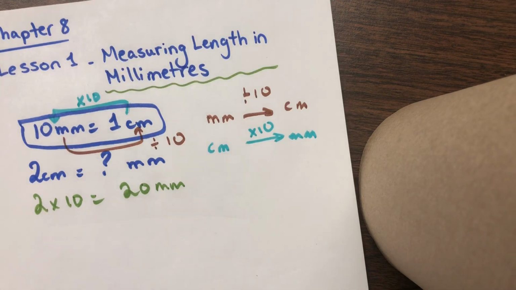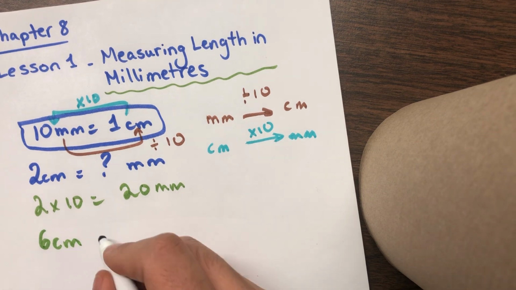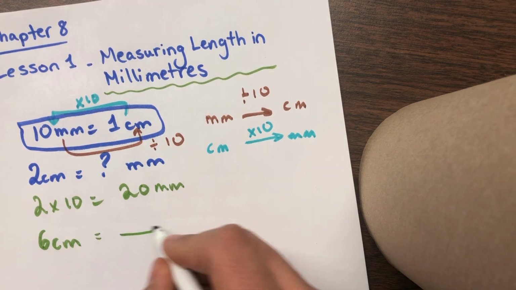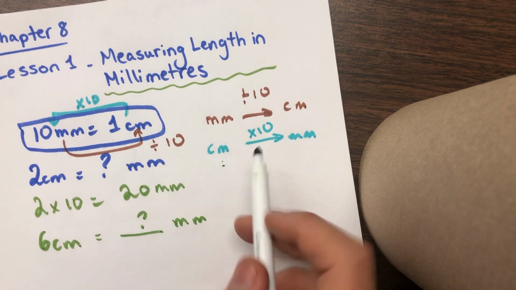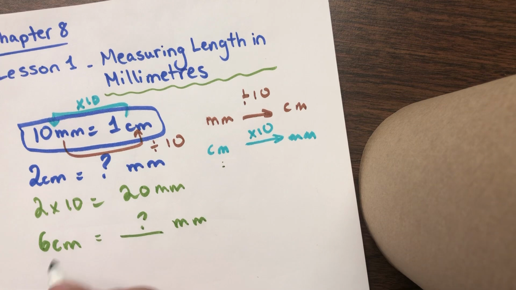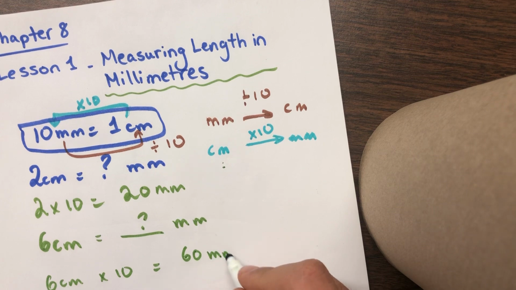All right, so we'll give another example. We'll go with 6 centimeters. 6 centimeters is equal to how many millimeters? To go from centimeters to millimeters, we must multiply by 10. 6 centimeters times 10 equals 60 millimeters. So we have 60 millimeters and 6 centimeters.